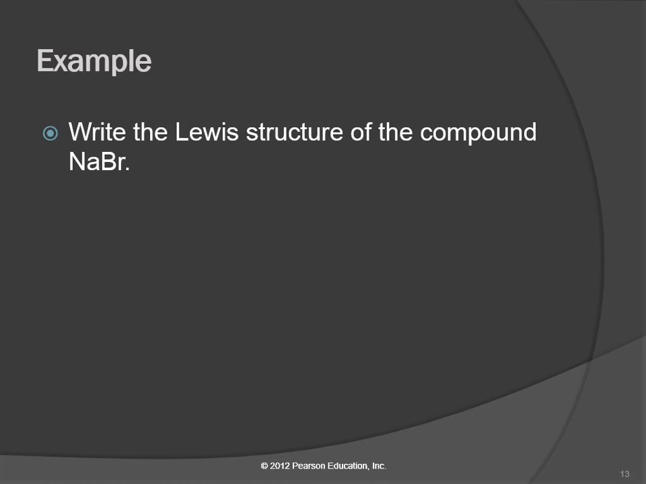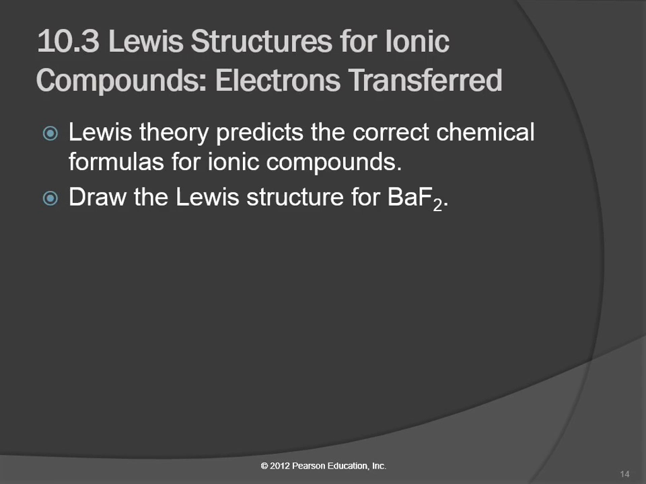We're really short on time, so I'm going to skip that one. But let's look at this one. So we know from our study of nomenclature that barium fluoride is BaF2. Lewis theory predicts why that is. So let's look at the Lewis structures for these guys. So here's barium. Barium has how many valence electrons? 2. And we've got fluorine. Fluorine has how many valence electrons? 7.